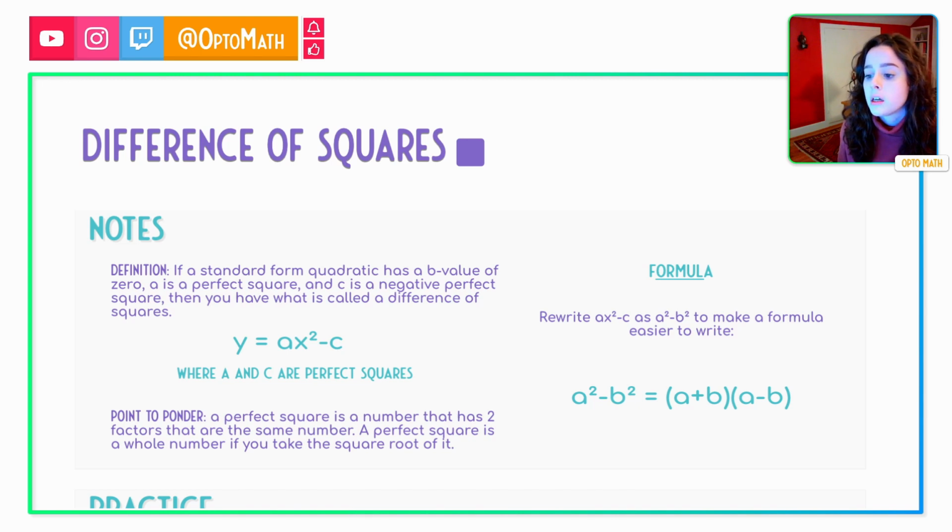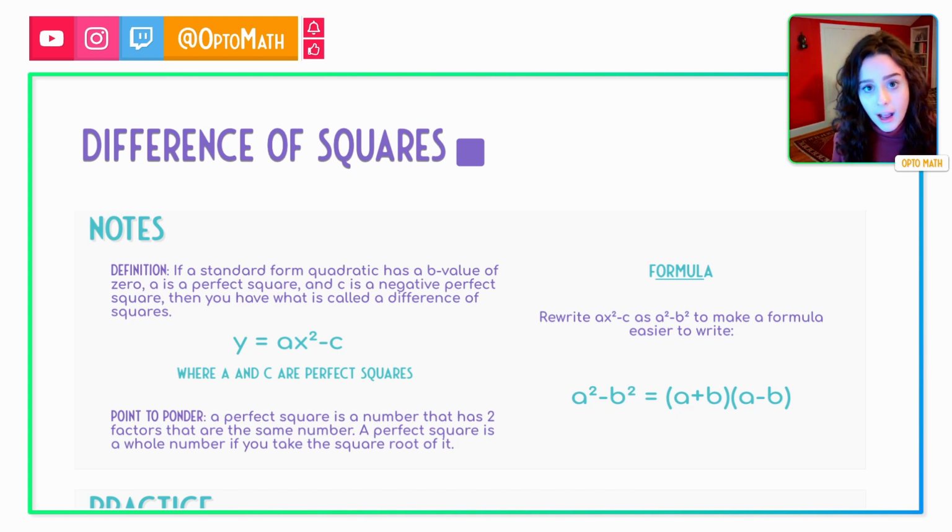Here's our formula. We're going to rewrite ax squared minus c as a squared minus b squared. This just makes it a whole lot easier to apply our little formula or our little trick. It's like a factoring trick. It's like a shortcut, basically. And it's not like you're doing anything crazy.